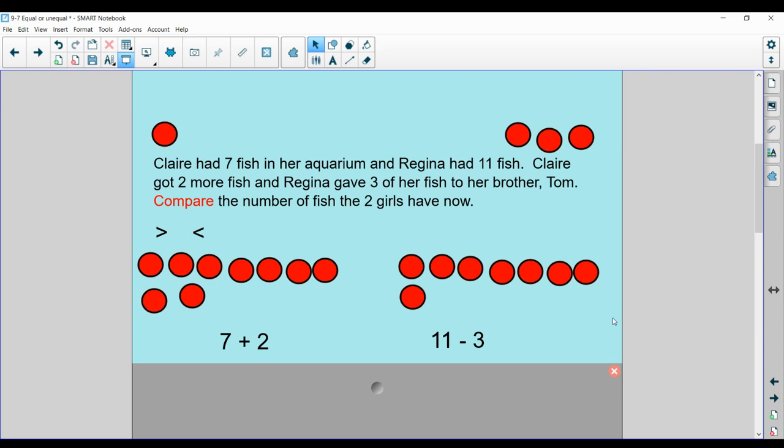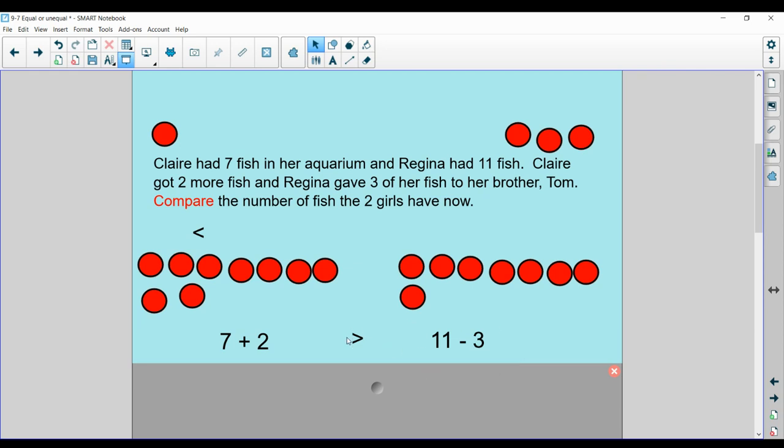Okay. Compare the number of fish the two girls have now. I'm not going to write an answer. All I'm going to do is use one of these symbols, is greater than or is equal to, between them. In my head, sure, I can do the answer. I know that 7 plus 2 is 9 and 11 minus 3 is 8. So that means my symbol is greater than goes between them. That means 7 plus 2 is greater than 11 minus 3.